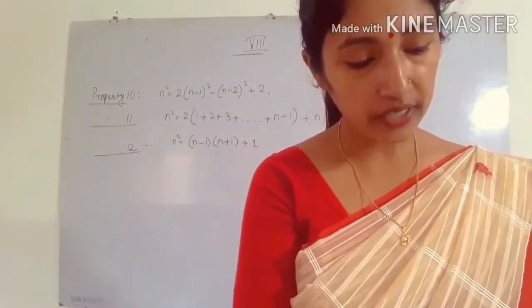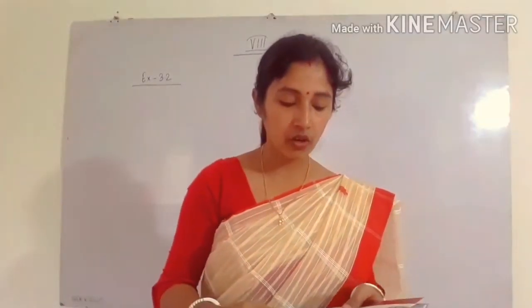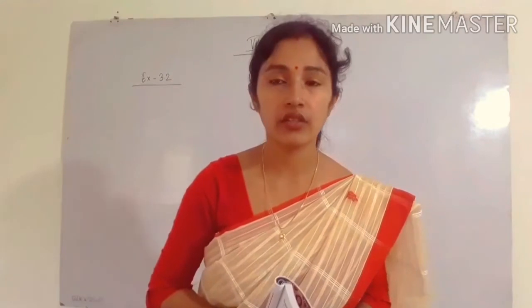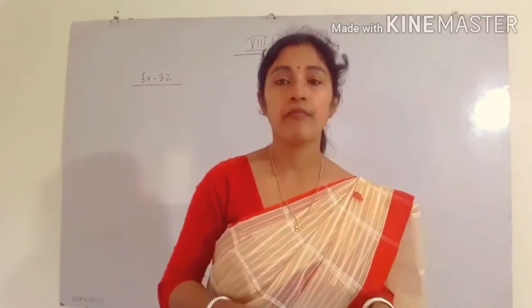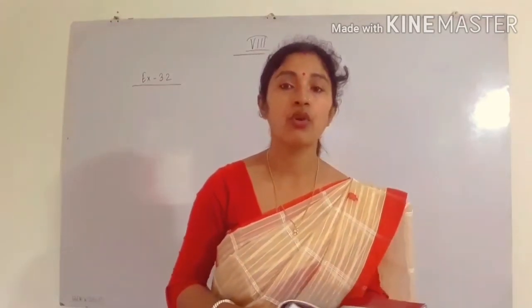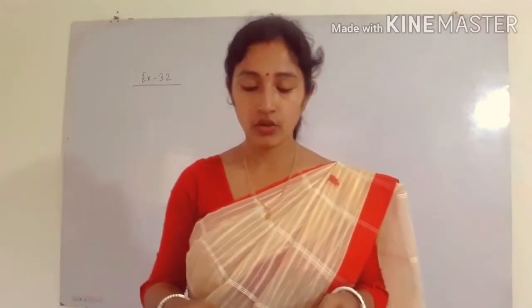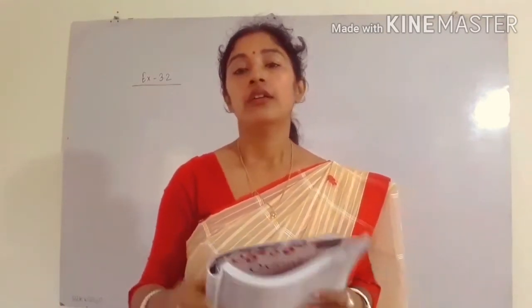So next come to exercise 3.2. The first question is you have to observe the unit digits and state which of the following are not perfect squares. I have already discussed in my previous lecture that we can check whether a number is a square number by checking the unit place, that is the ones place of that number. So you can check it and write which one is not a perfect square. You can do it in the book itself. You have to tick the number which is not a perfect square.